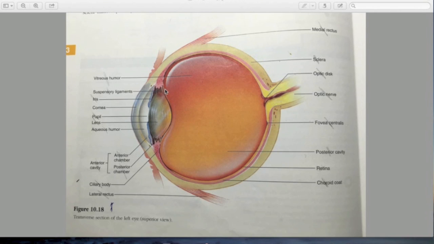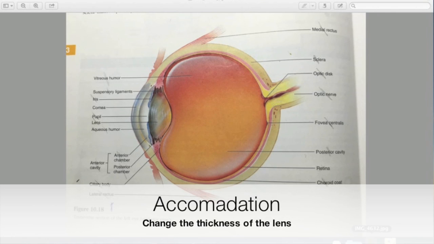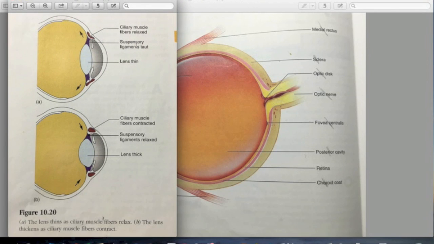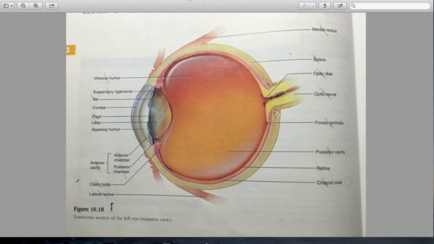And also there are the suspensory ligaments, which hold the transparent lens in shape. The suspensory ligaments also play a role in a process called accommodation, where if the ciliary muscle contracts, the lens becomes thinner, which helps you look farther. And when it relaxes, the lens thickens, and then it helps you look at objects that are nearer. And this is called accommodation.